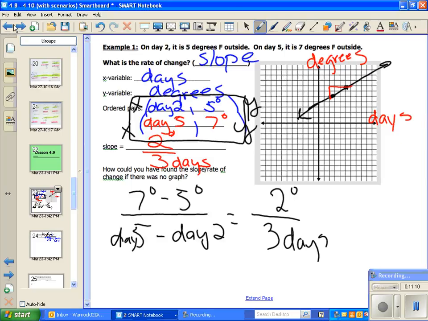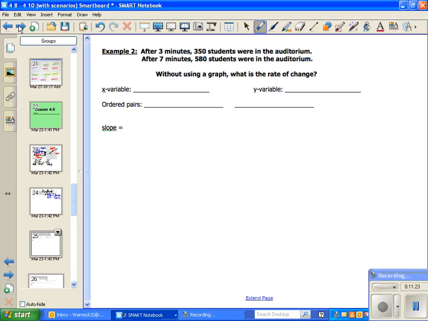If you go back to this, we took the second y and subtracted the first y from it. We then took the second day and subtracted the first day from it. That's exactly what we did there. Okay, at the bottom, example 2.